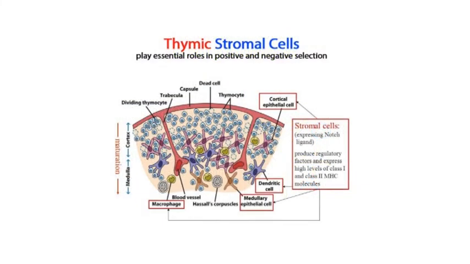Thymic stromal cells, including epithelial cells, macrophages, and dendritic cells, play an essential role in positive and negative selection. These cells express class 1 MHC molecules and can display high levels of class 2 MHC also.